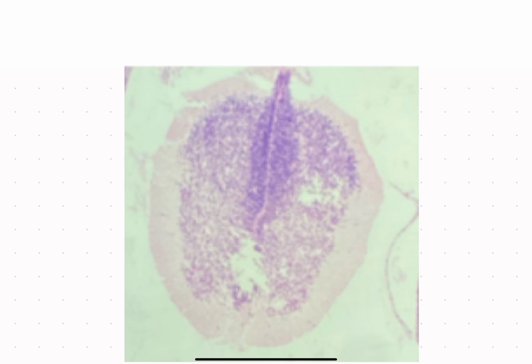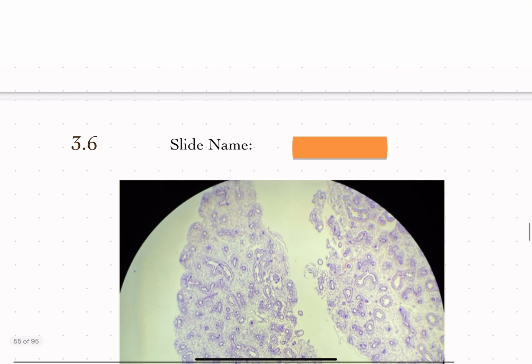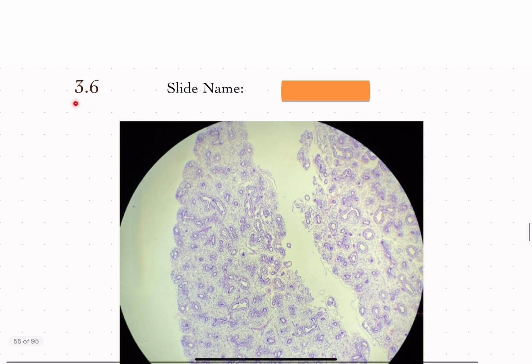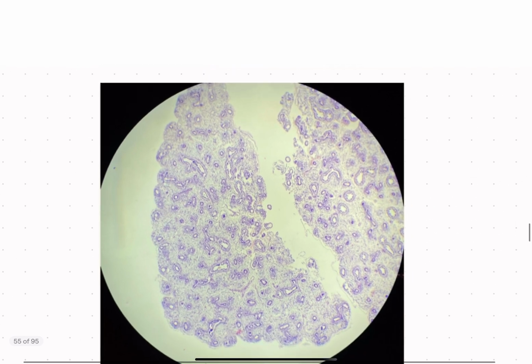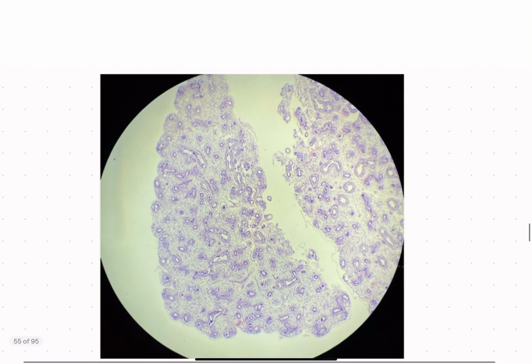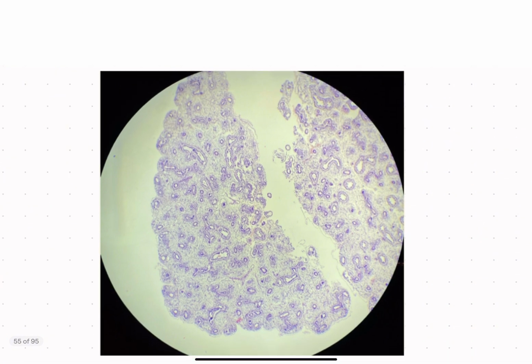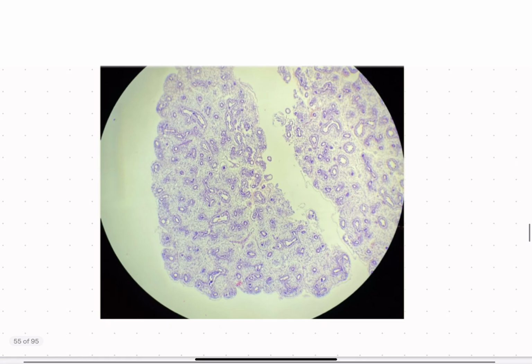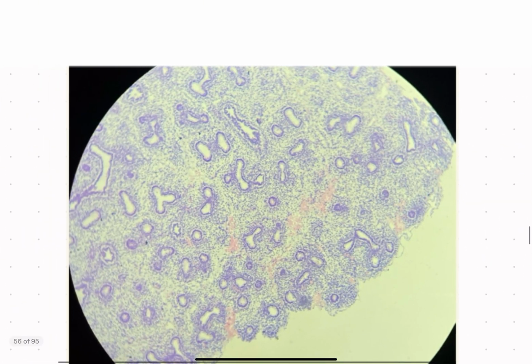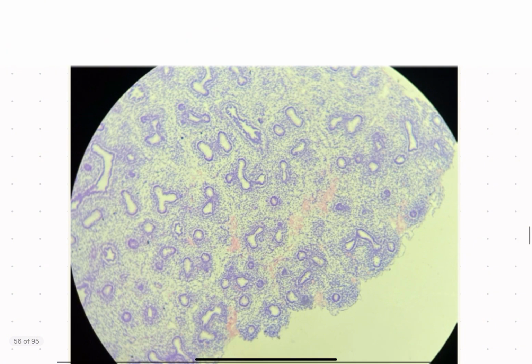Right. Now for the next slide. We're on point 3.6. And this is the slide you're given. Zooming in, we see something like this. So write down the name of this structure.